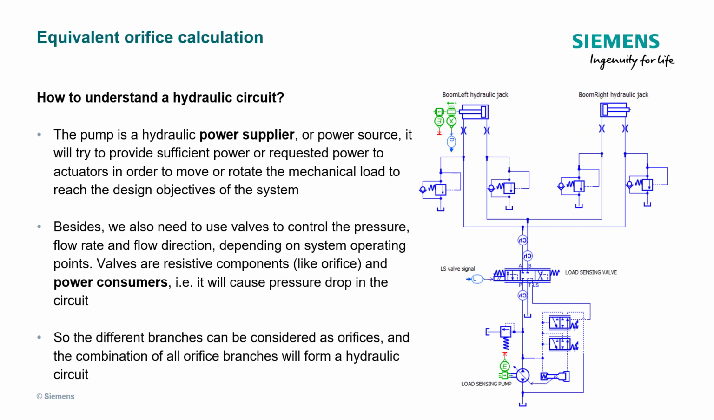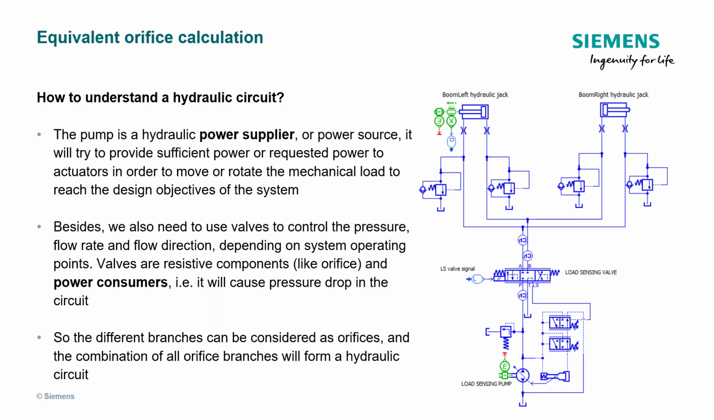To read or understand a hydraulic system, we usually start from the pump. A pump is a hydraulic power supplier which is used to provide enough power, or requested power, to actuators to move or rotate the mechanical load so that the system can reach the design objectives successfully. It will increase the system pressure in the hydraulic circuit.